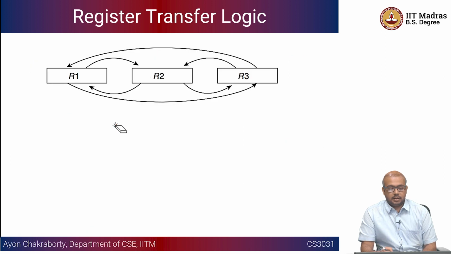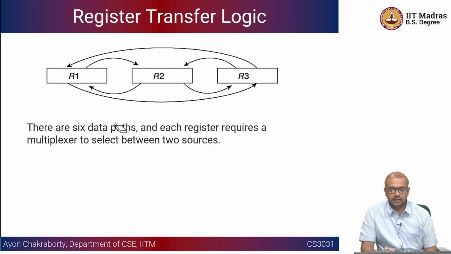Okay. Now let us also look at the scalability of this kind of register transfer. For example, here I show you three registers R1, R2 and R3. There are 6 data paths and each register requires a multiplexer to select between two sources. So if R1 is going to send the data out, it can either send it to R2 or to R3, right? In this particular case, the register requires to multiplex this value between these two sources.